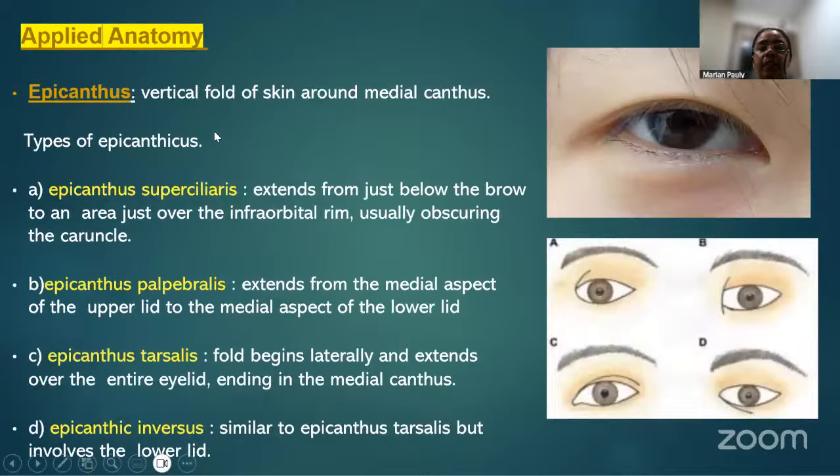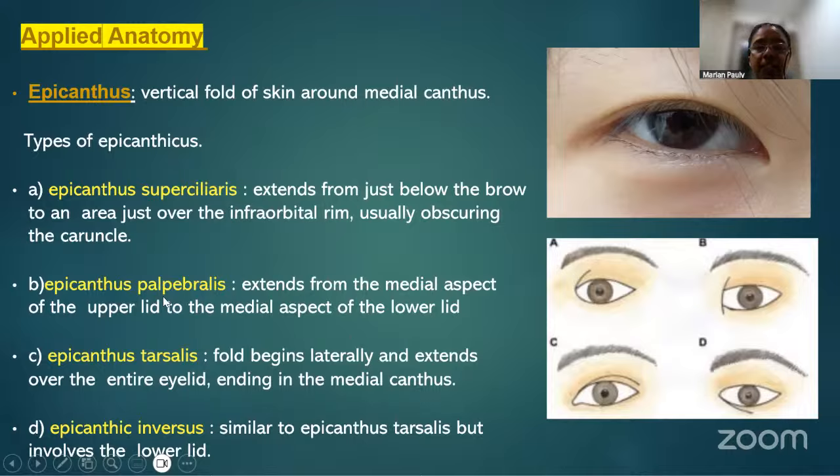Now, coming to a few applied anatomy conditions, epicanthus means a vertical fold of skin around the medial canthus. There are various types of epicanthus. Epicanthus superciliaris extends from just below the eyebrow to an area just above the inferior orbital rim, usually obscuring the caruncle, as you see in this picture.